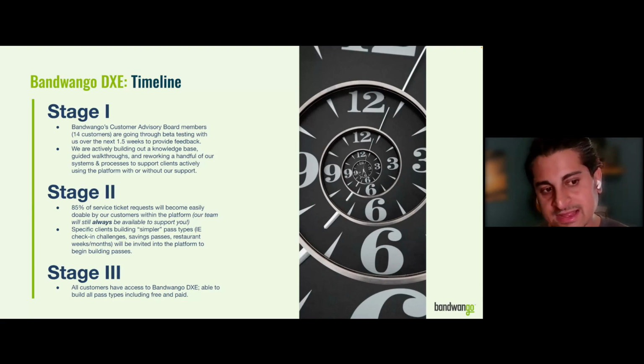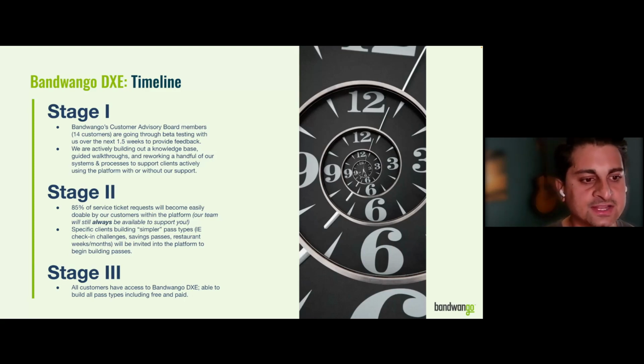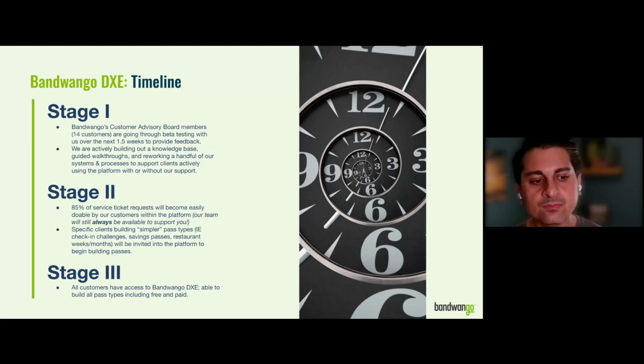In parallel to that, we are actively building out a knowledge base. We're building in-app guided walkthroughs, and we're also reworking a handful of our systems and processes just to ensure we can fully support all of you when you're actively using the Path platform, either with or without our support. So that's stage 1, the phase that we're currently in. We anticipate this will be a few weeks for us to get through this initial stage.